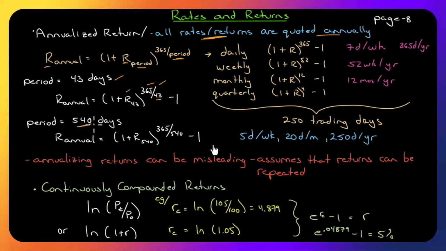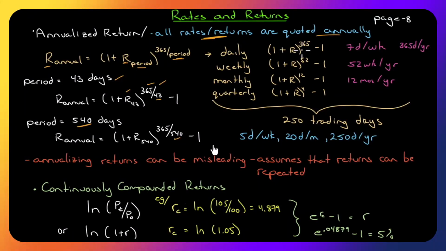Let's say it was for 540 days, longer than a year. Well, same thing, 365 over 540, because this will be less than 1, right? So that the return will be brought down to be annualized.